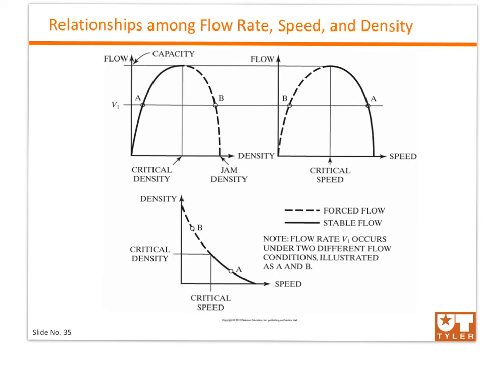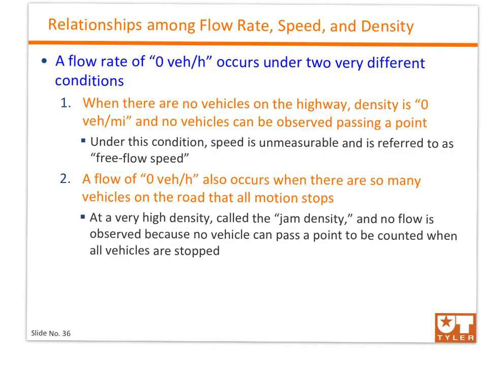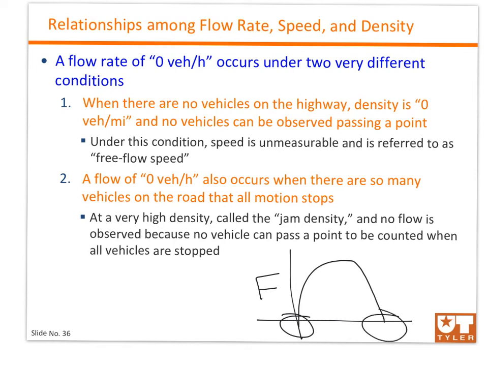So in more detail, let's talk about those things in bullet style. As you could see from the previous graph, the flow rate of 0 vehicles per hour can occur under two different conditions. So the very first condition, and let's try to draw this relationship, we were able to see that the flow rate was 0 under two conditions here. Condition 1 versus condition 2.